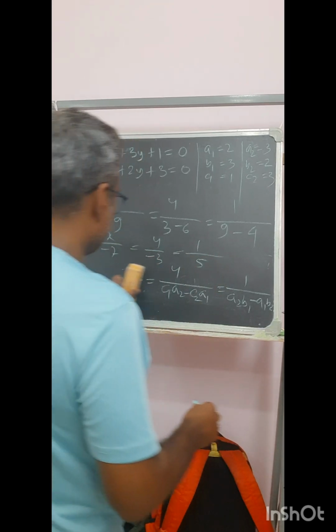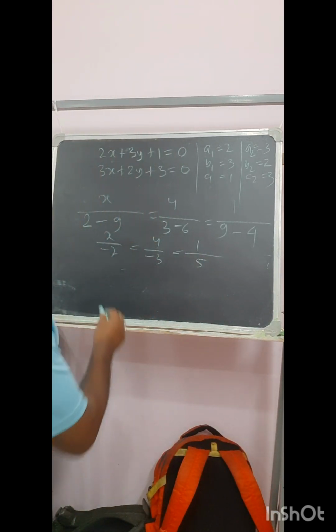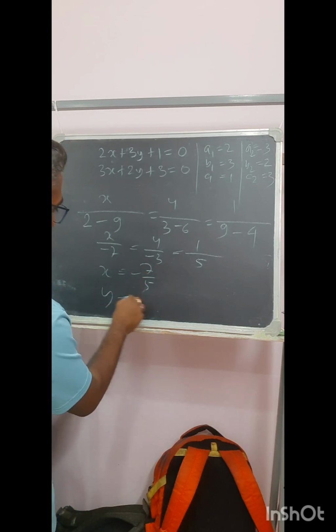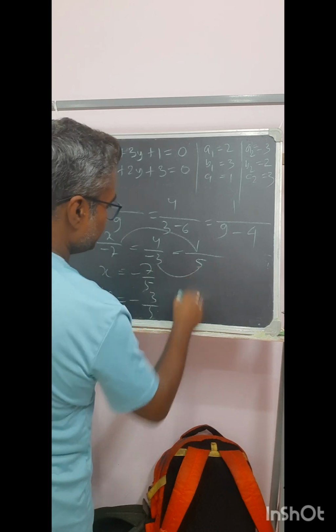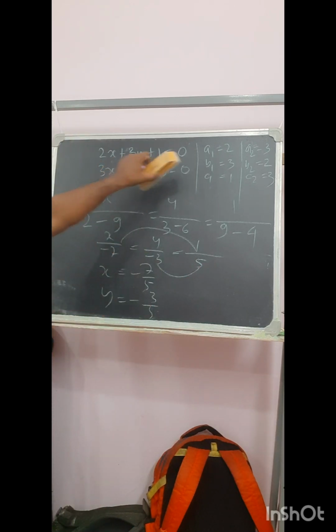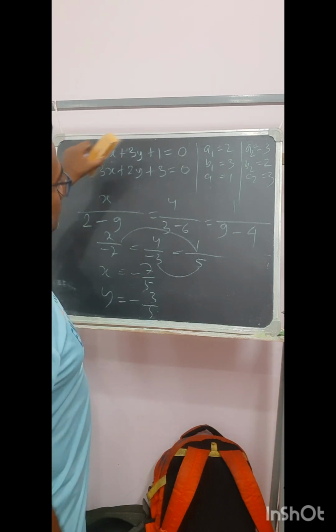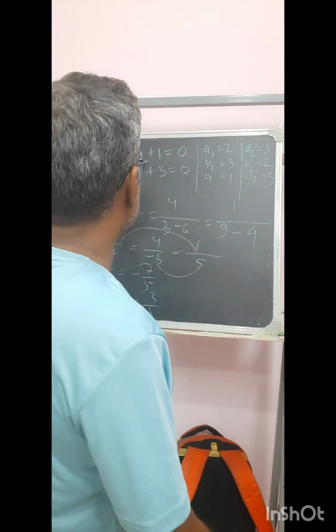So it is very easy for you to solve it at once. So x will be minus 7 by 5 and y is equal to minus 3 by 5. By equalizing this I will get x, by equalizing this I will get y. So in one shot you will get both the values. So this is the cross multiplication method, where you have to remember the empirical relation.